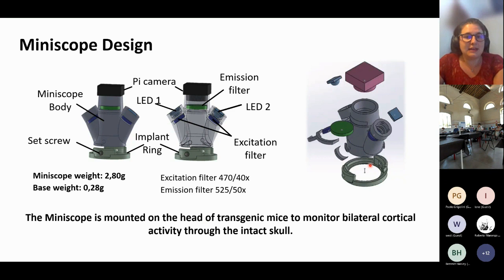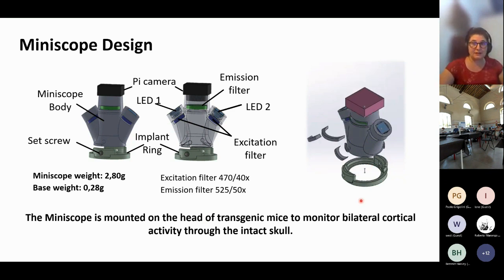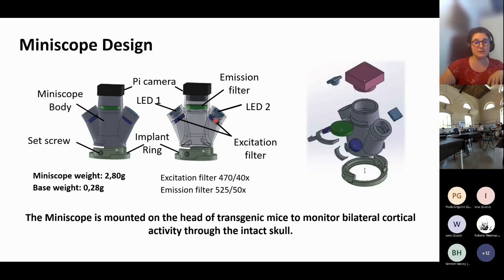The body of the miniscope was built using our stereolithography 3D printer and was equipped with two blue LEDs with 470 nanometers of wavelength to excite the GCaMP indicator, paired to an excitation filter. And then the fluorescent signal was filtered by an emission filter and recorded by a CMOS Spy camera.